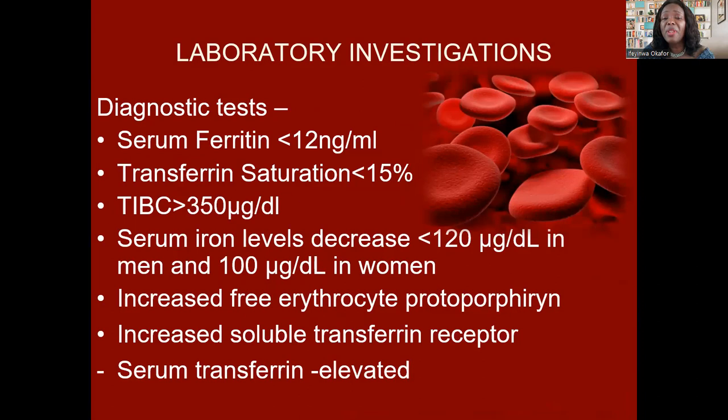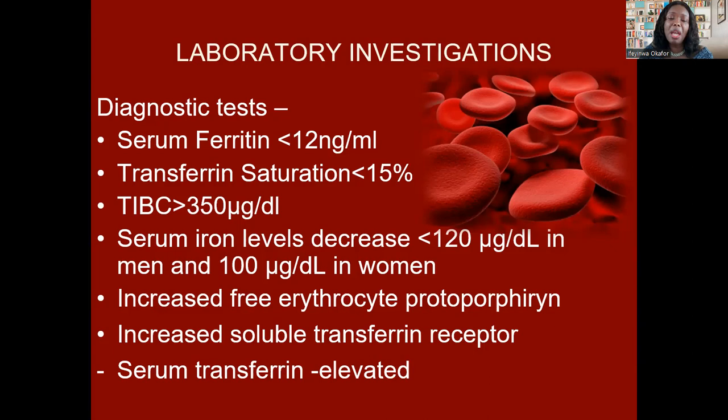A serum ferritin level less than 12 nanograms per milliliter defines iron deficiency. A transferrin saturation less than 15% defines iron deficiency. A total iron binding capacity greater than 350 micrograms per deciliter defines iron deficiency anemia. Then serum iron levels decrease in iron deficiency anemia, to less than 130 micrograms in males and 100 micrograms in women.